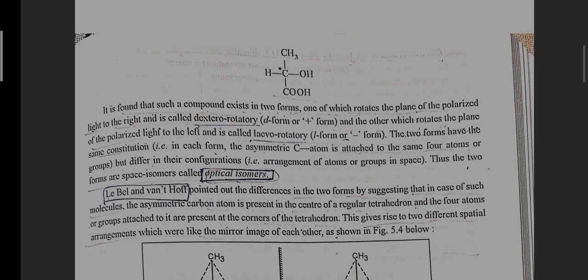It is found that such a compound exists in two forms, one of which rotates the plane of the polarized light to the right and is called dextrorotatory, and the other which rotates the plane of polarized light to the left and is called levorotatory. The two forms have the same constitution. Thus, the two forms of space isomers are called optical isomers.